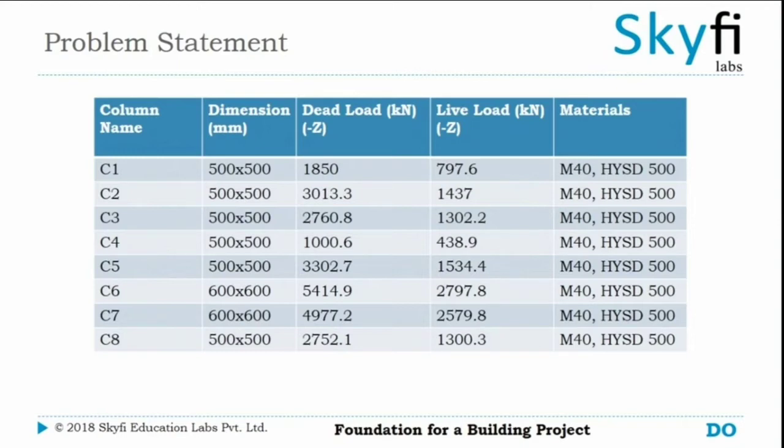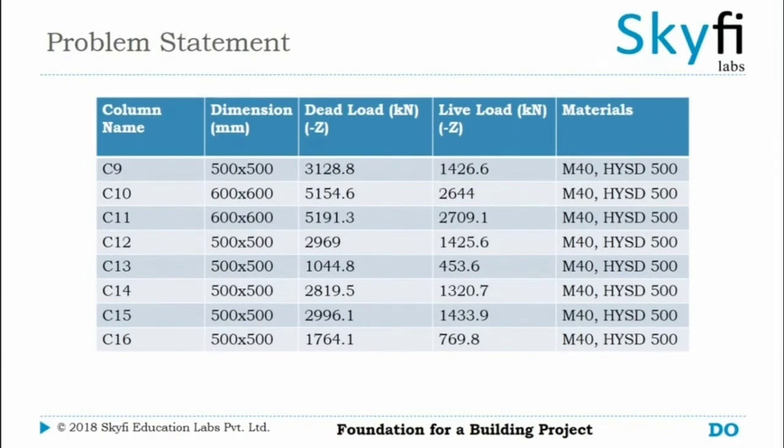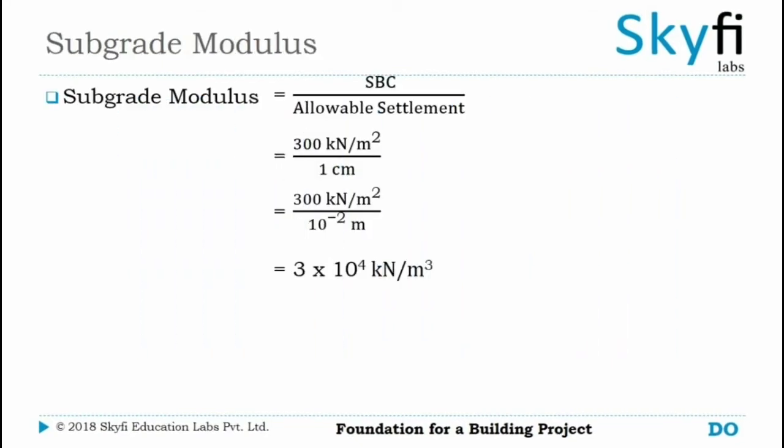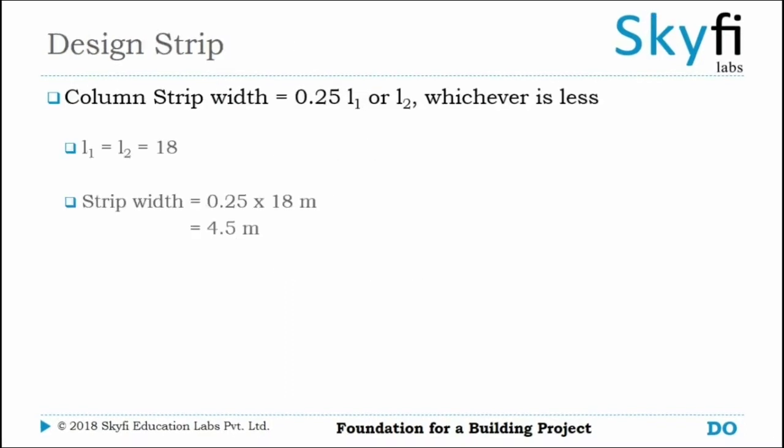Here we can see the column names, their dimensions, dead load and live load along with the materials of the column. Please note that columns C6, C7, C10 and C11 have dimensions of 600 by 600 millimeters. The subgrade modulus will be 3 into 10 to the power 4 kN per meter cube as shown. The base slab of the building is 18 meters in both x and y directions. So design strip width will be calculated as 4.5 meter as shown here.